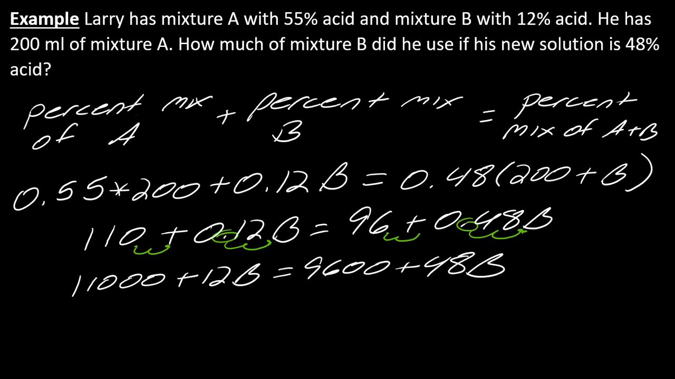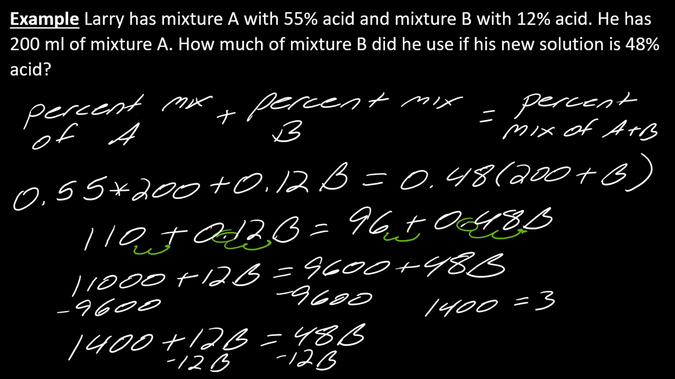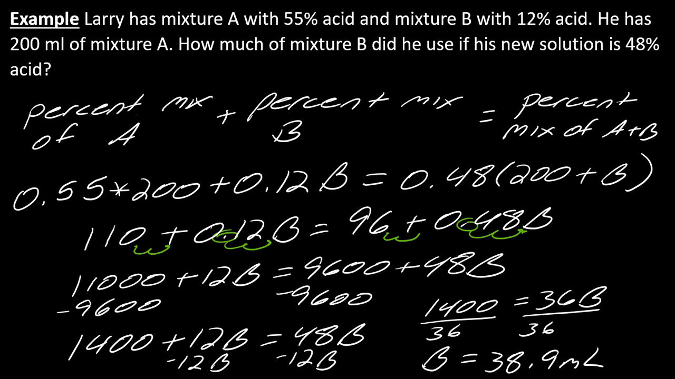Okay, so I got rid of all the decimals, which makes me happy, makes some people happy. So now I can just go ahead and solve this as usual. I'll subtract off the 9600. That will come out to 1400 plus 12b equals 48b. And then, I'm kind of running out of room here, but I'll just squeeze this in. So I get 1400 equals 36b. And then if I divide both sides by 36, I get that b equals about 38.9 milliliters.